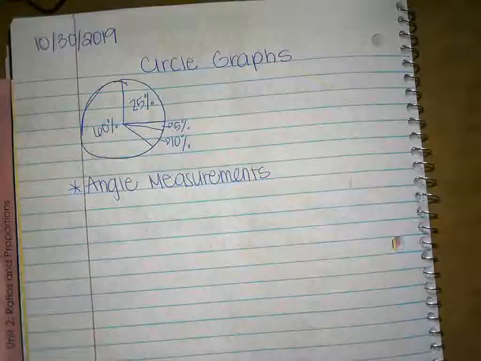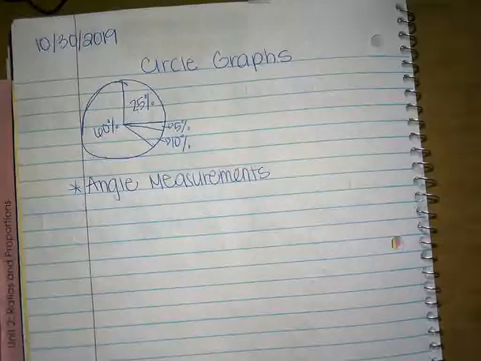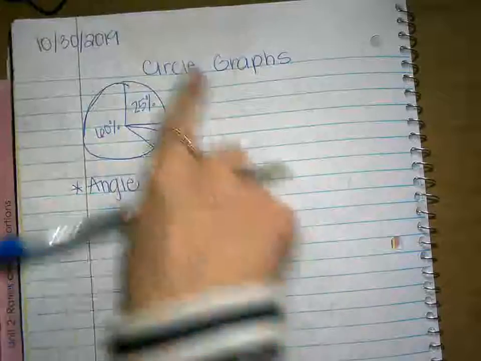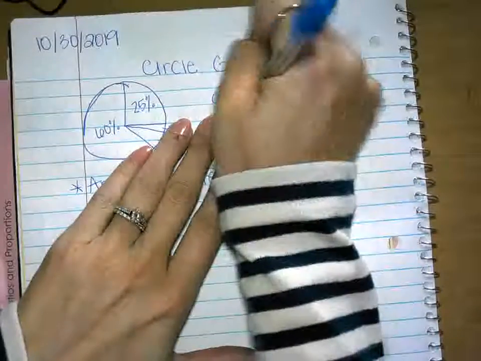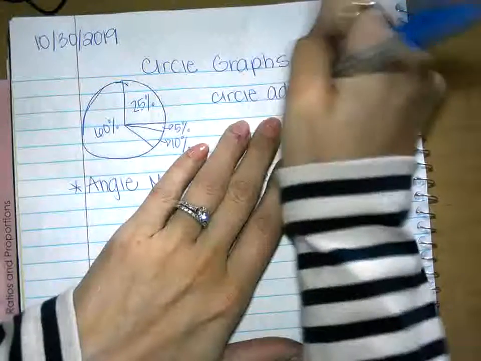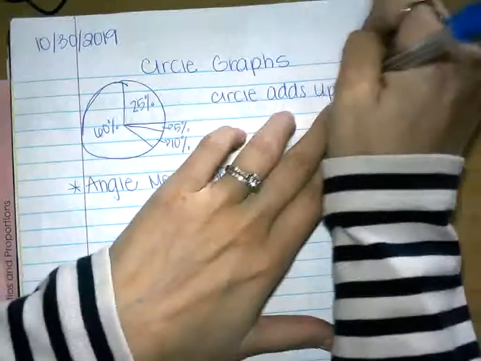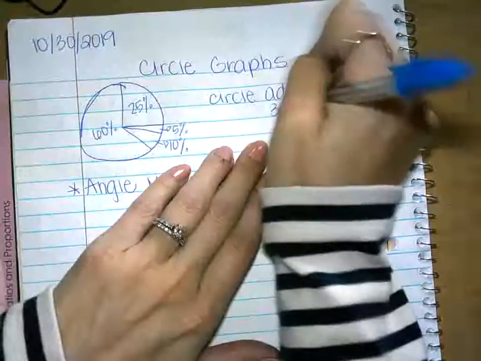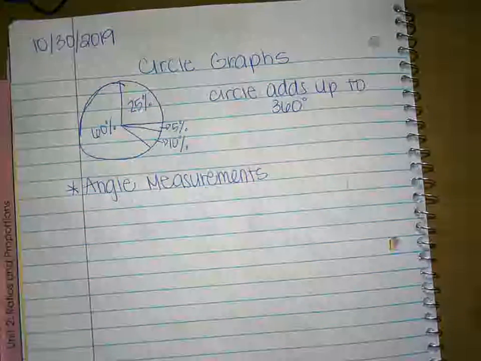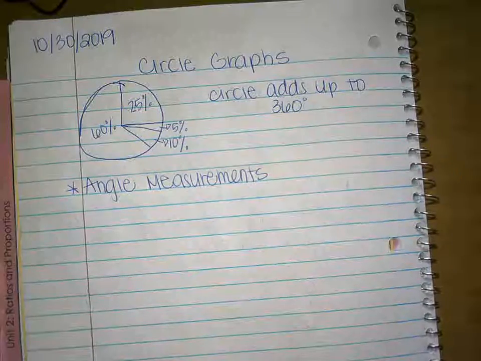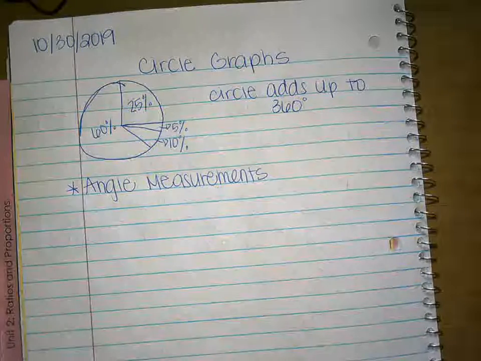Okay. Circles have angle measurements. For instance, how many angle measurements are total in a circle? 360. So a circle adds up to 360 degrees. So every circle that you will ever come across, it has to add up to 360 degrees.